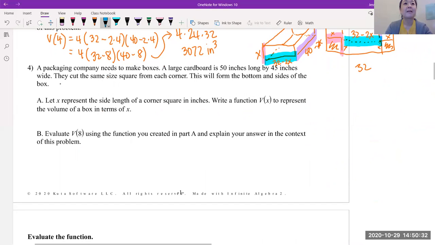All right, so a packaging company, okay, this is the same thing, making boxes, right? But this time it's going to be 50 by 45, okay? And again, they're cutting out squares. So we're just going to cut out squares like this. And they're not here anymore. We're still calling these x, right? Because it says let x represent the side length.